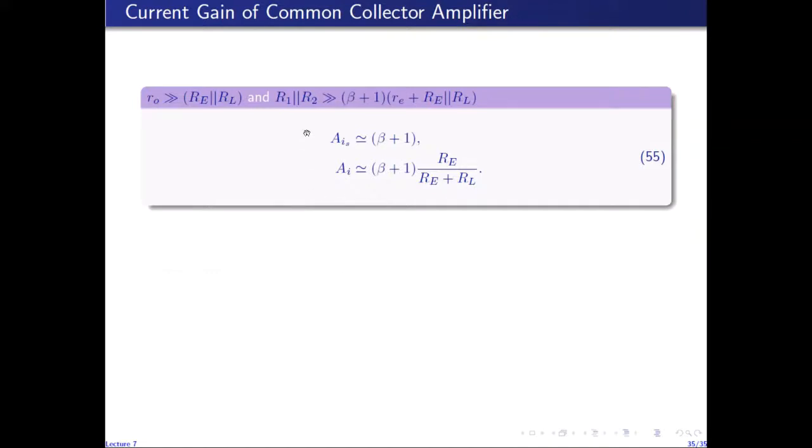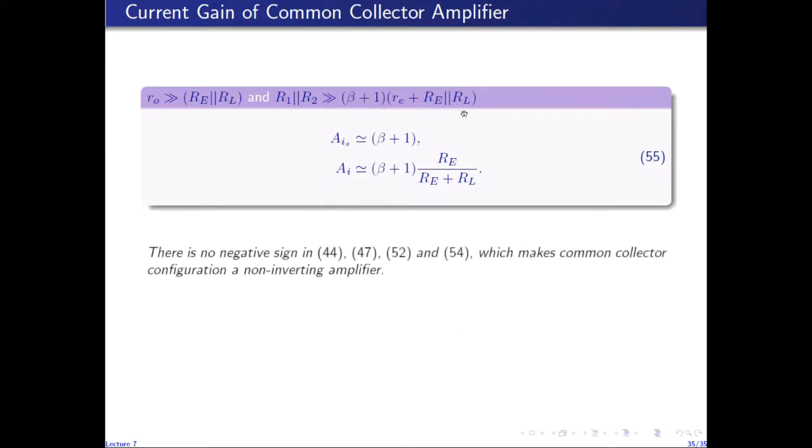These are the more commonly found expressions for the short circuit current gain and the overall current gain of a common collector amplifier. And again, we notice that in the expressions for the short circuit current gain, overall current gain, open circuit voltage gain, and overall voltage gain for the common collector amplifier, there is no negative sign, which is indicative of the non-inverting nature of the common collector amplifier, just like the common base amplifier.